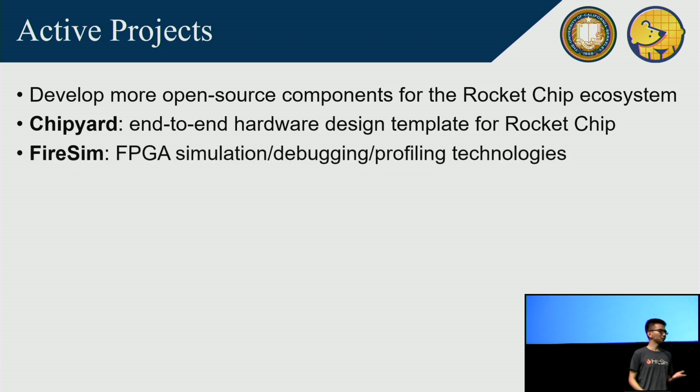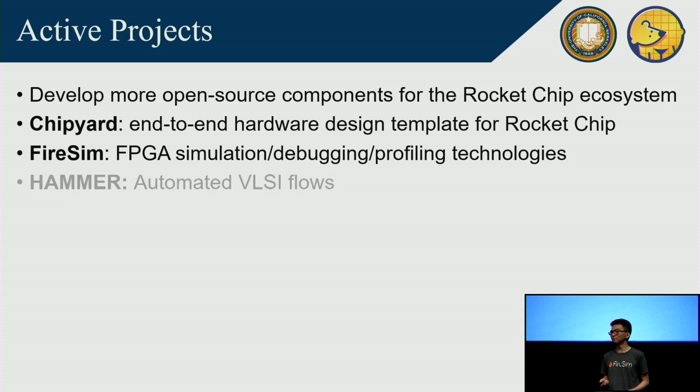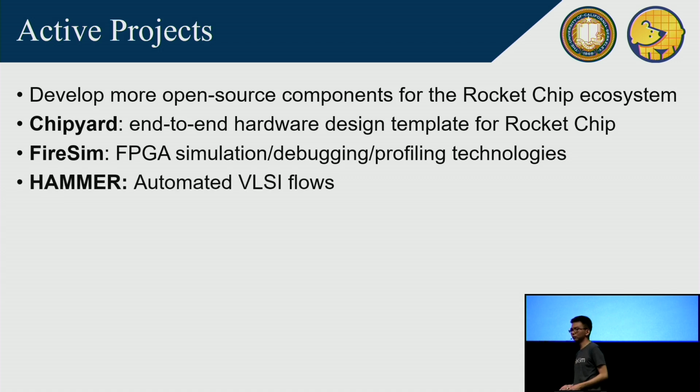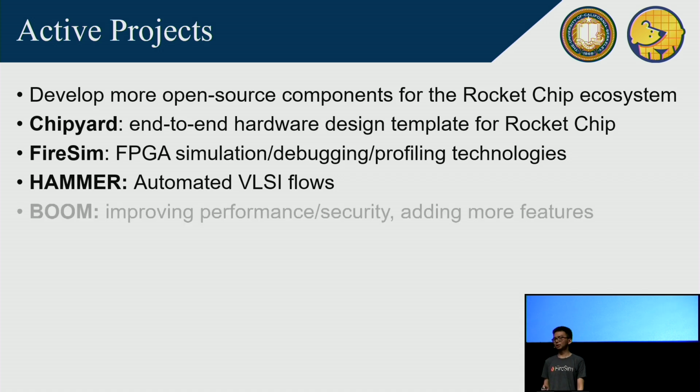And also FireSim, as we've mentioned, FPGA. Rocket Chip is really driving FPGA simulation, debugging, and profiling technologies under this platform. Hammer is a tool for automating VLSI flows. The dream here is that one day you'll be able to specify your Rocket Chip config, specify your target technology, and then just type make GDS. And Hammer will automate all the tools, automate all the flows for you, and it's push button from configuration to GDS. So that is the vision for this project.